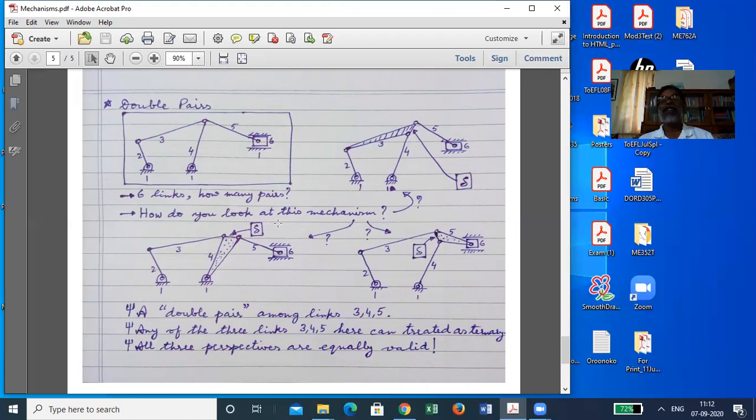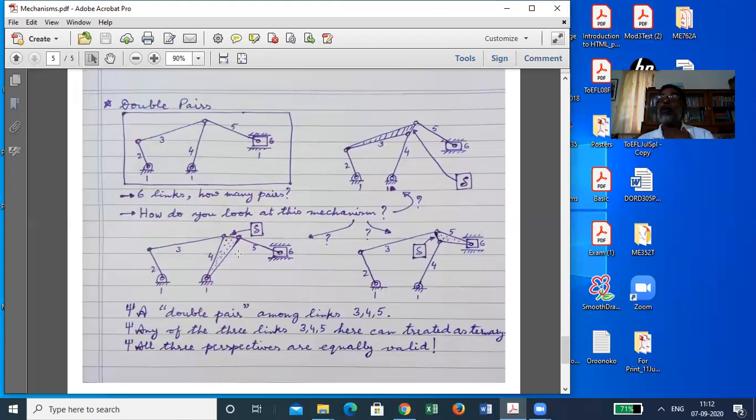So, how do you look at this mechanism? This way, or this way? Here the link 3 has been taken as ternary, here 4, here 5. All these 3 perspectives are equally valid, actually. And you see a double pair now. In each of these 3 cases, you see a double pair. One pair here, one pair here. Here also. So the double pair you can see, or you can visualize in your mind if you look at it like this. And for that, you will invariably need to consider one of the 3 links as a ternary link.